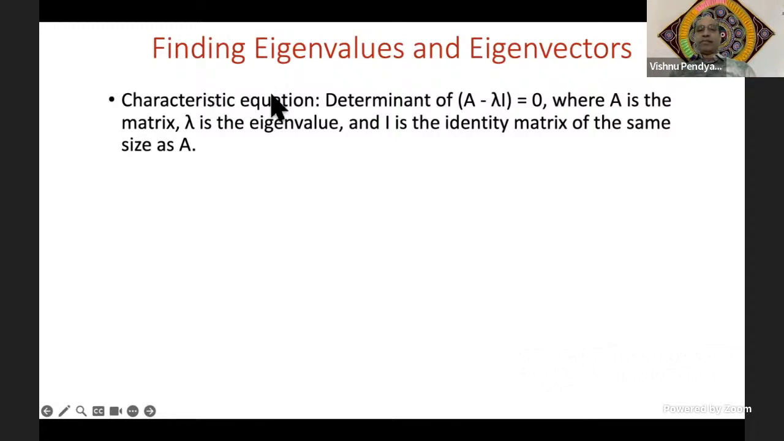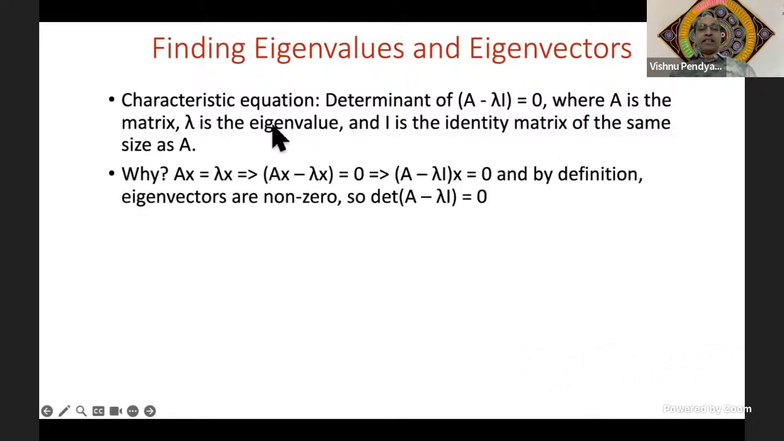So from the matrix A, you subtract lambda times I. What is lambda? Lambda is basically the eigenvalue. A is a square matrix for which we want to find the eigenvalues and eigenvectors. Lambda is the eigenvalue, and I is the identity matrix of the same size as A. So that is the characteristic equation. Now, why is lambda a root of this characteristic equation?